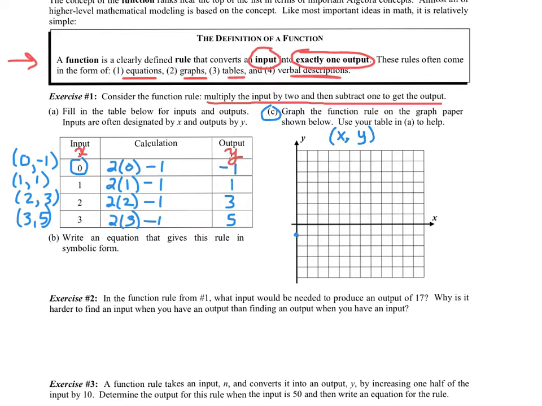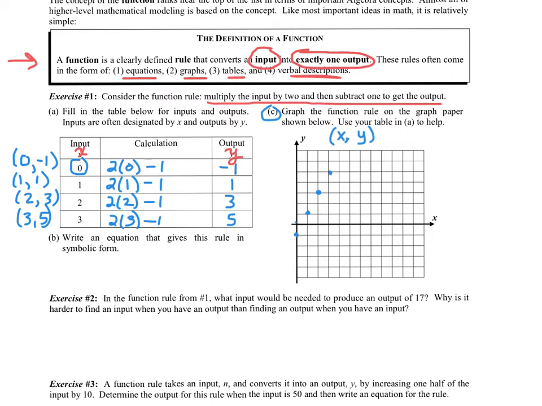The next point is 1, 1. So I'm going to go from the origin again over 1 and up 1. And there's my new point. Next point is 2, 3. From the origin, I start again, go over 2 to the right and up 1, 2, 3. And there's my point. For 3, 5, again, I start at the origin. I go over 3 and up 5.